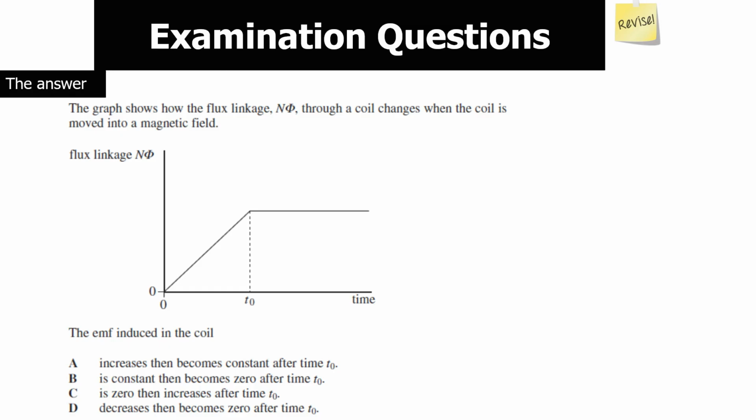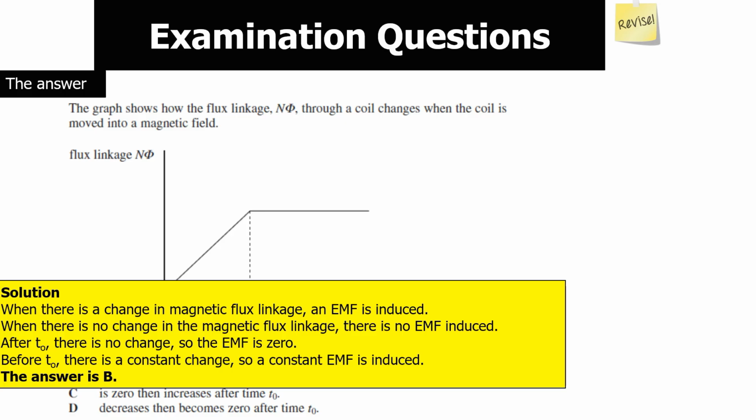The answer here is B, because when there's a change in magnetic flux linkage, an EMF is induced. When there's no change in magnetic flux linkage, there's no EMF induced. So after t equals 0, it's a flat line, so there's no change, so EMF is 0.